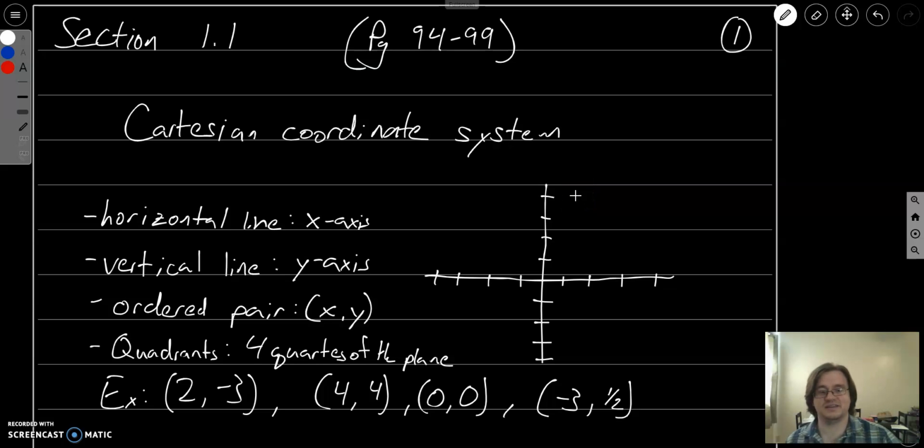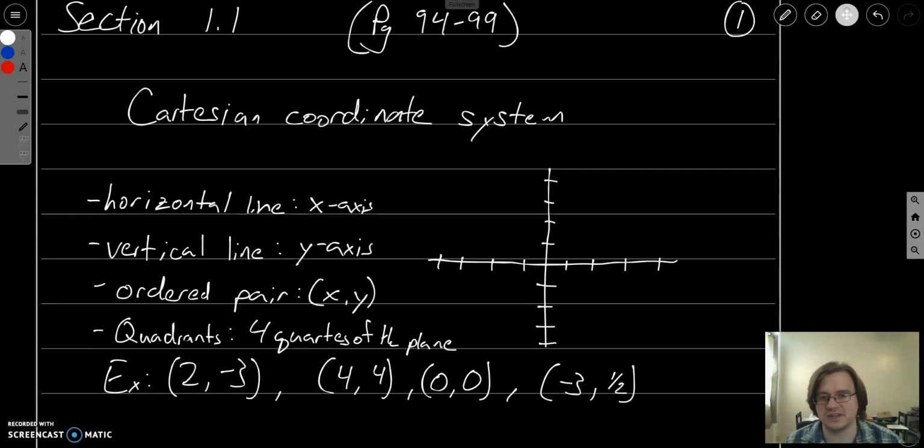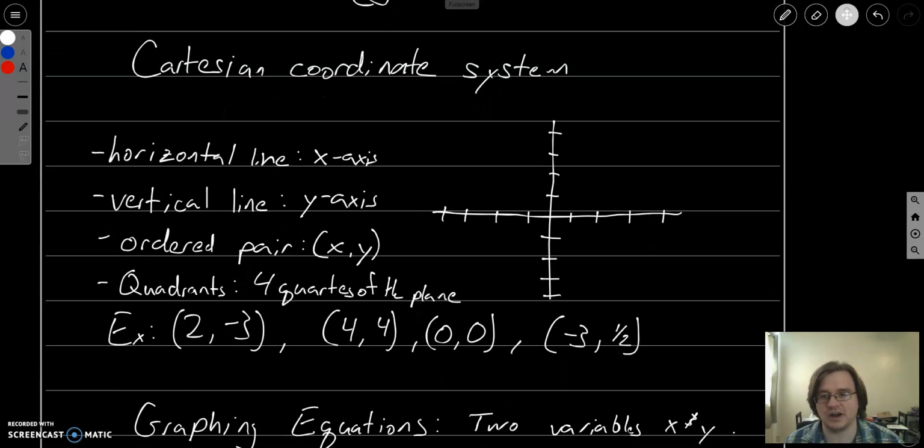Hello and welcome back. This will be the first video on Chapter 1. So Section 1 is on the Cartesian coordinate system. So we'll be looking at graphing equations and interpreting graphs. So the first thing that we should do is establish some vocabulary.